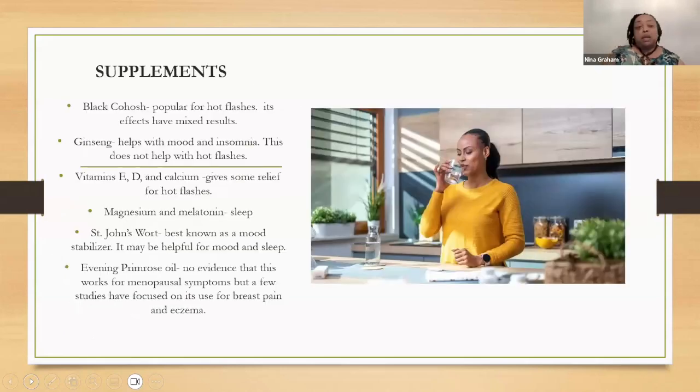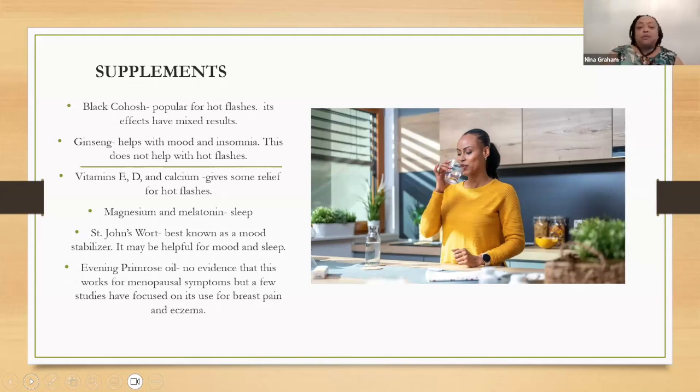So some of the supplements women may know about, black cohosh. That is supposedly very good, however, it has not been approved for hot flashes, but women have used it for years, and some women said it worked. Ginseng helps with mood and insomnia, and may also be helpful in small amounts. It does help, sorry, with the hot flashes.